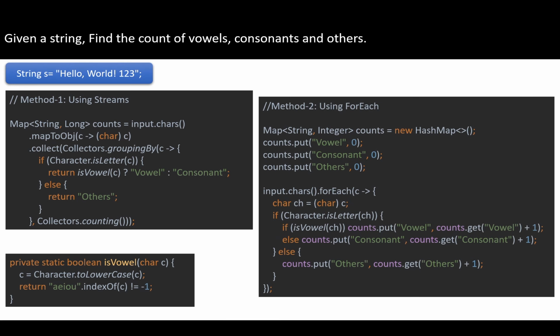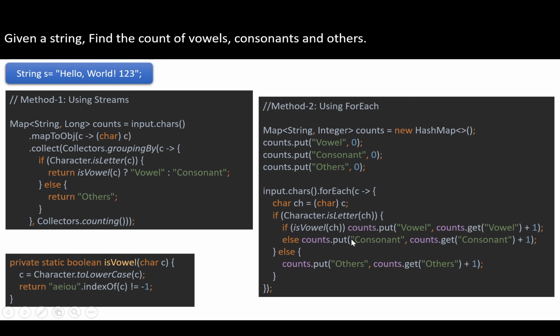And if we want to do it without streams, then you can use forEach. Here you can create a HashMap with vowels, consonants and others by initializing them to 0, and you can use the same format, input.chars.forEach. You will get each character and convert it into char and check whether it is a letter or not, and do the same isVowel check. If it is a vowel, then get the count of vowel and increase it by 1.